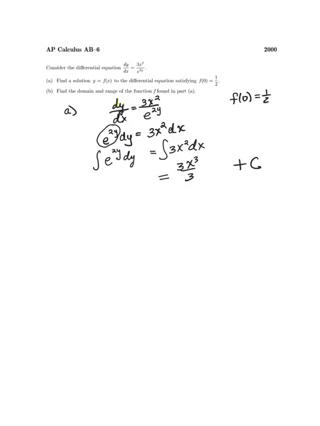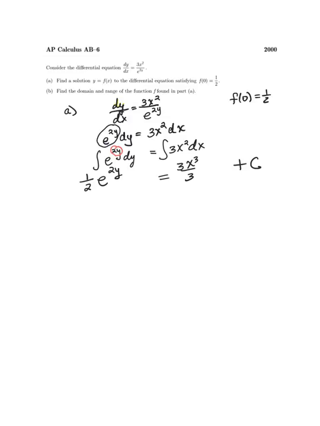The antiderivative of e to the 2y dy, well, this requires u substitution, but u is linear. It's 2y. So the coefficient in the answer will be a half, which is the reciprocal of the 2. The integral of e to the u is itself. And that's it. We don't have to add the c because we already added the c on the right side.